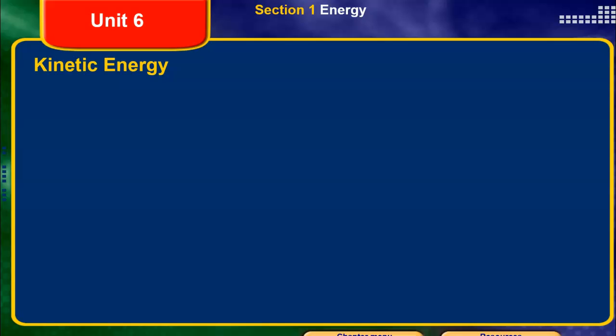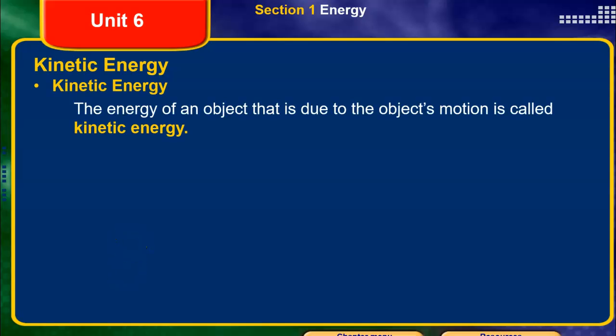Right, so this is the first video for Unit 6. Unit 6 is all about mechanical energy. The first idea we need to talk about is something called kinetic energy. Kinetic energy is the energy of an object when it's moving. So when you move, you have kinetic energy.